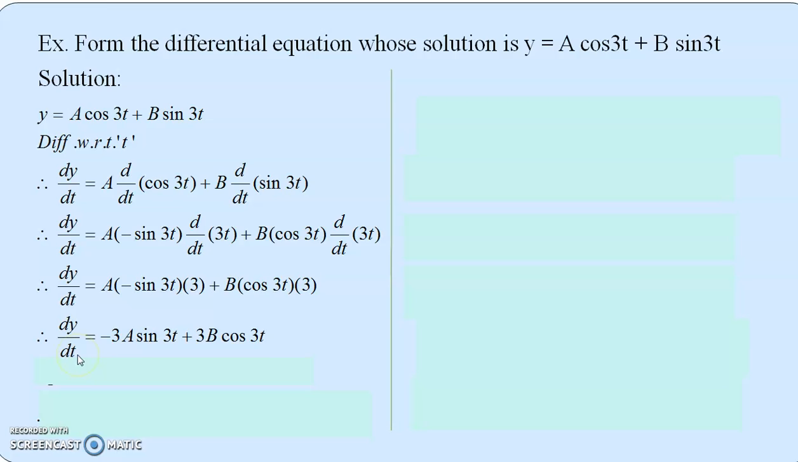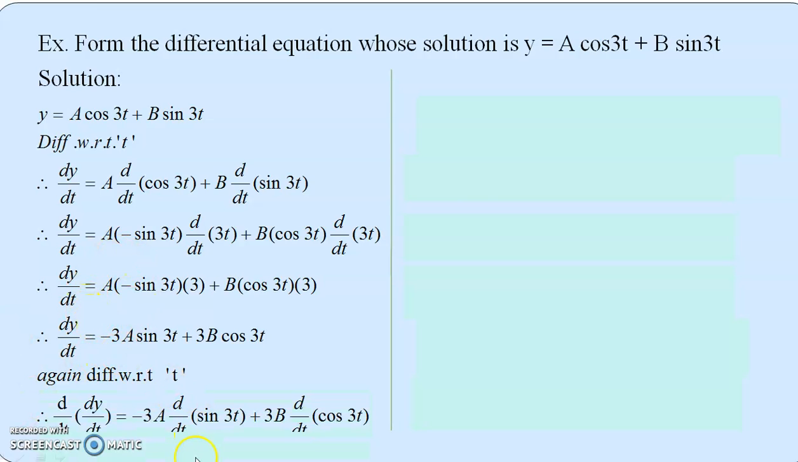But there are two arbitrary constants. So again take the derivative. So again differentiate with respect to t. So we get the derivative of dy by dt. Again take the derivative of this. So we get the derivative of dy by dt is equal to minus 3a is the constant term, derivative of sin 3t, plus 3b is the constant term, derivative of cos 3t.